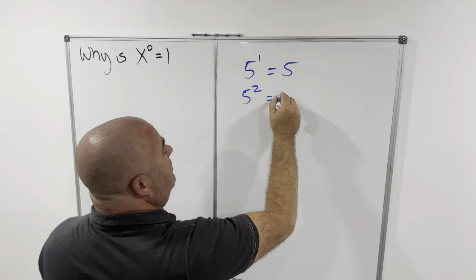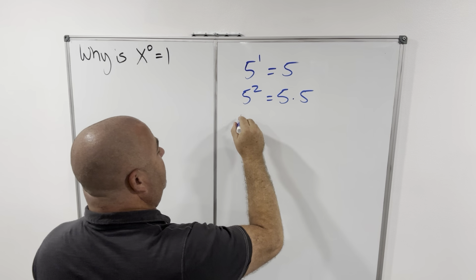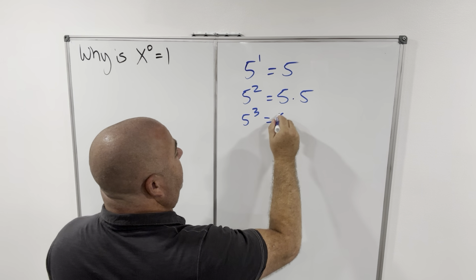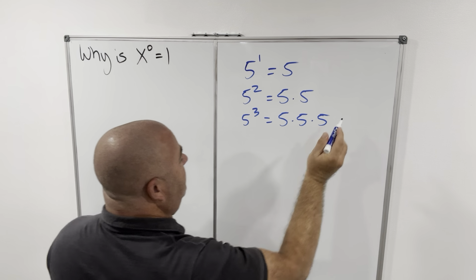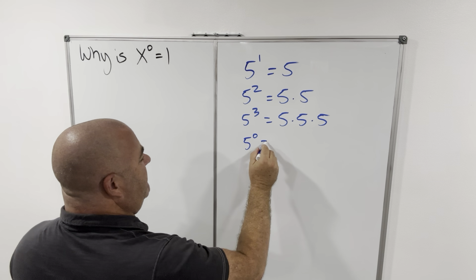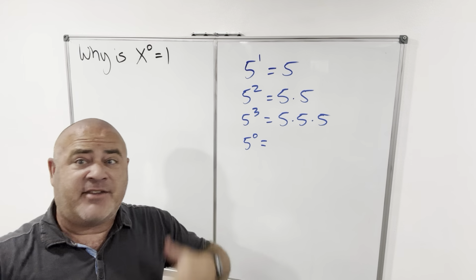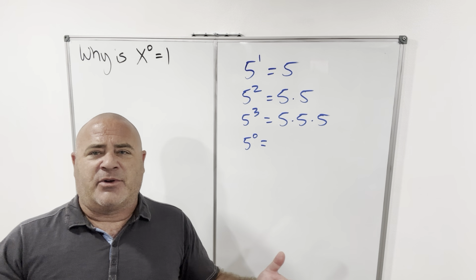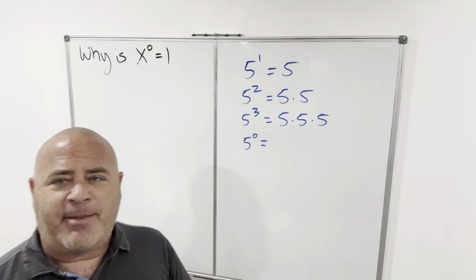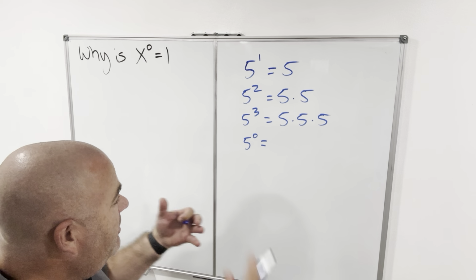5 squared is equal to 5 times 5. 5 cubed is equal to 5 times 5 times 5. Well, what exactly does 5 to the 0 equal? It just seems like that means there's 0 fives, so that should be 0. But when you're looking at what's happening with exponents, that's not exactly what's happening.